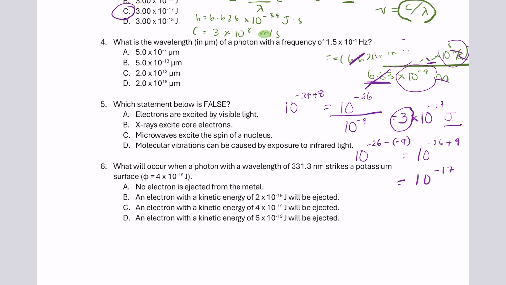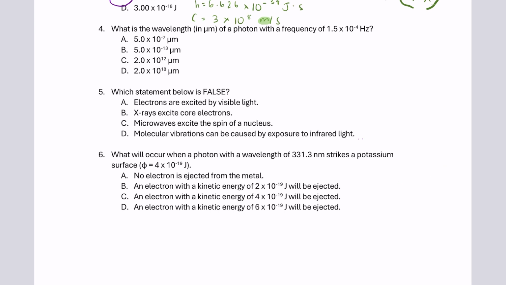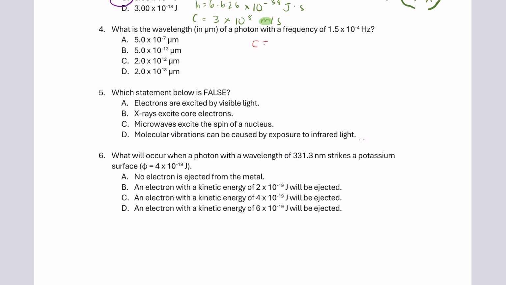Problem 4 says, what is the wavelength in micrometers of a photon with a frequency of 1.5 times 10 to the minus 4 hertz? To solve this problem, we'll be using our speed of light equation. This equation tells us that the speed of light is equal to wavelength multiplied by frequency. We know the constant and we're given frequency. We want to solve for wavelength. So let's rearrange this equation to solve for the wavelength variable. Wavelength is equal to the speed of light divided by frequency.